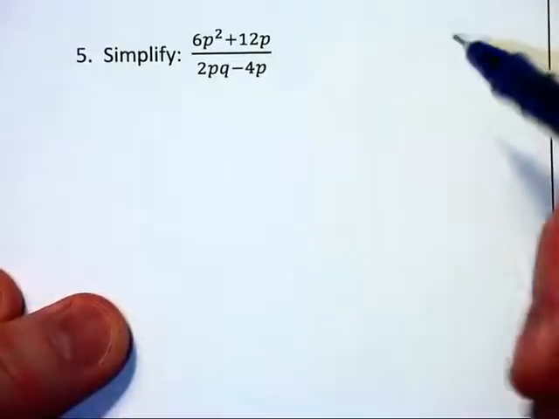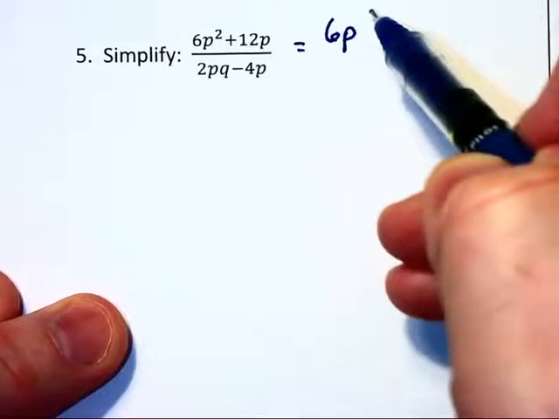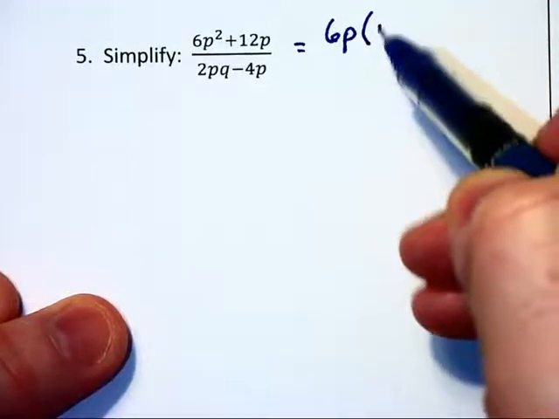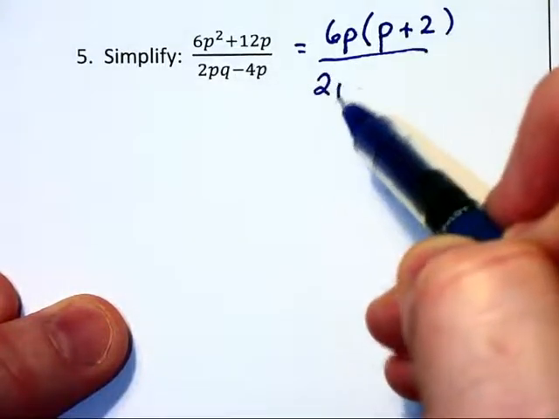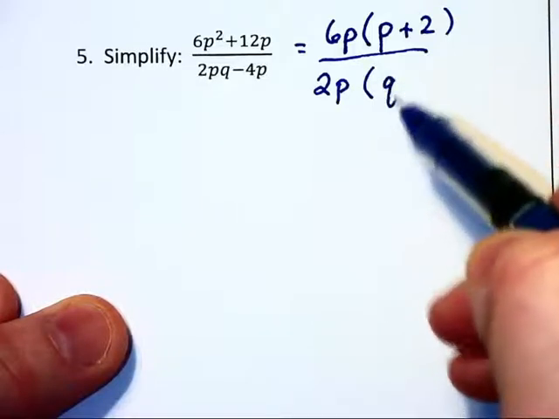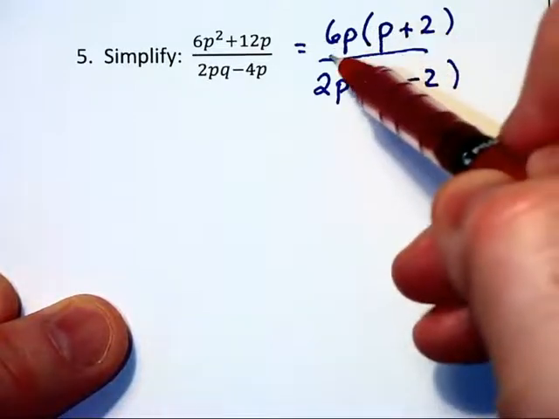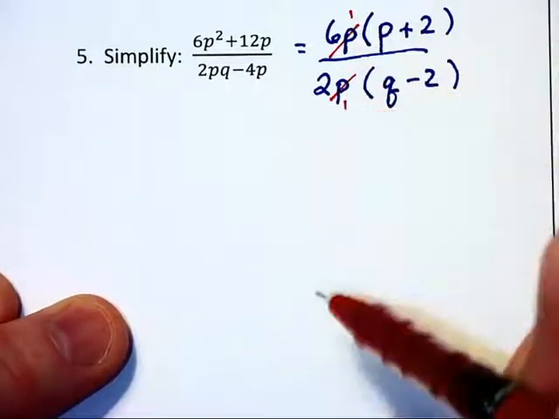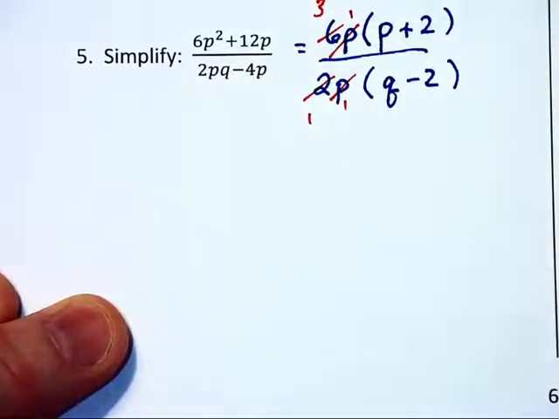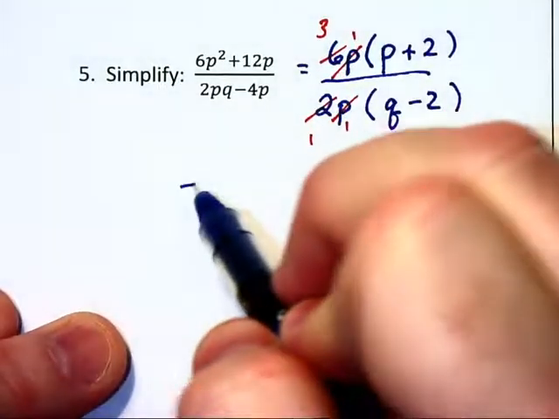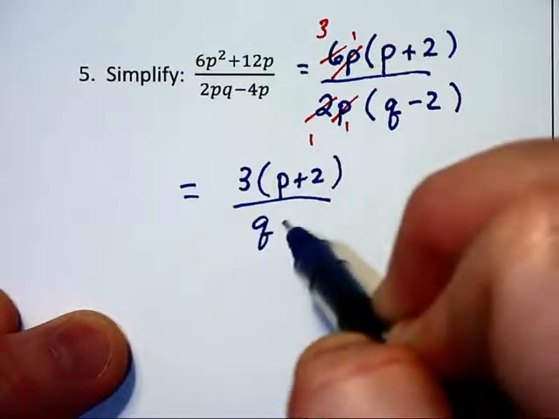In problem number 5 here, let's factor the numerator. I see that 6 and p is the GCF, and dividing it out, I'm left with p plus 2. Likewise, down below, I can factor out a 2p and be left with q minus 2. So when I go to cancel, I can divide a p out of both the numerator and the denominator, and I can divide the 2 and the 6 by 2 to leave 3 and 1. And so what I have here now is 3 times p plus 2 over q minus 2.